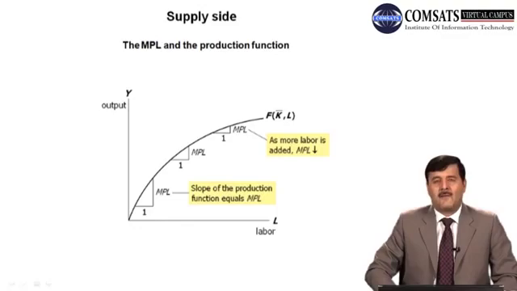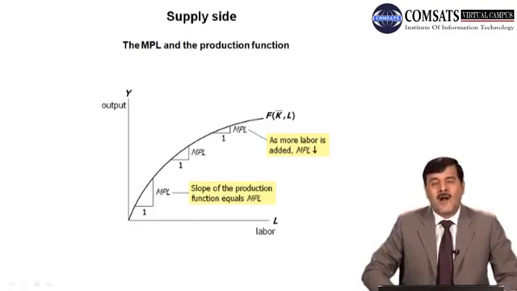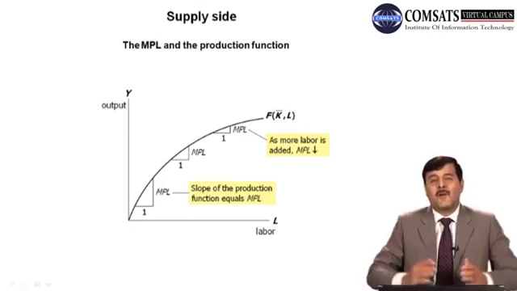Initially it reaches its maximum, and then after the point when the total product is maximum, if the firm continues to hire or use more labor in the production process, output starts declining or falling after that point. And the slope of the production function, that is the change in output due to change in labor, is known as the marginal product of labor. As more labor is added, MPL is going down. So the slope of the production function is known as the marginal product of labor.